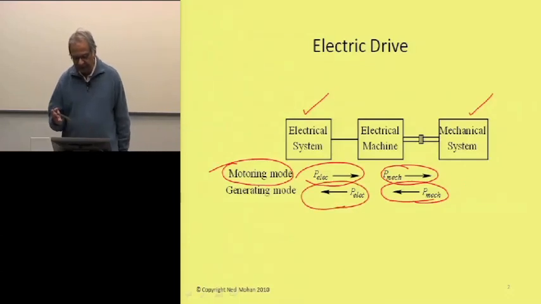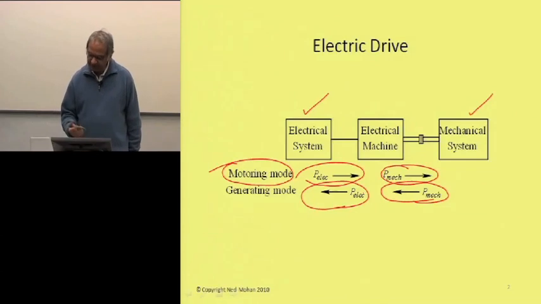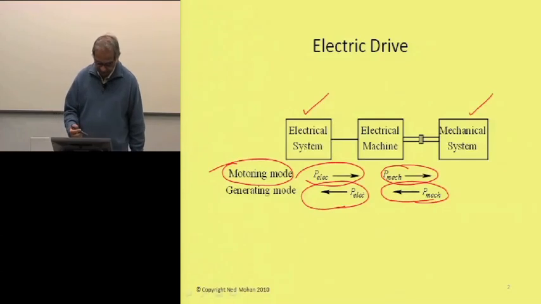So there may be machines which operate mostly in the motoring mode, but sometimes they go into so-called regenerative braking mode, so they become a generator. But some of them are designed primarily to always be a generator, for example, in a wind turbine.